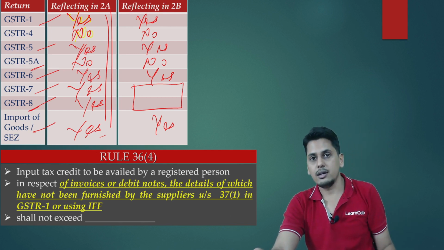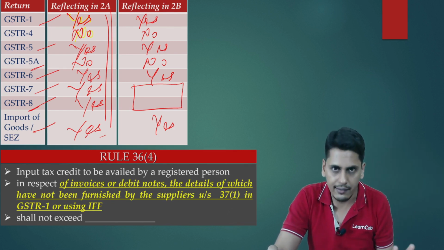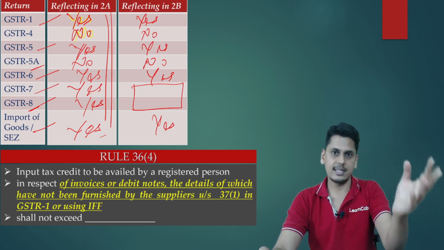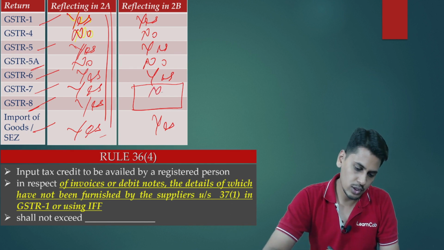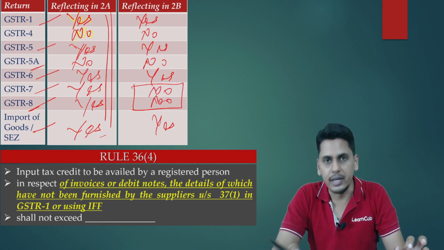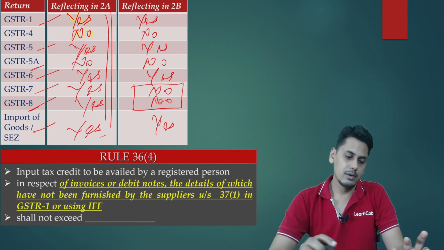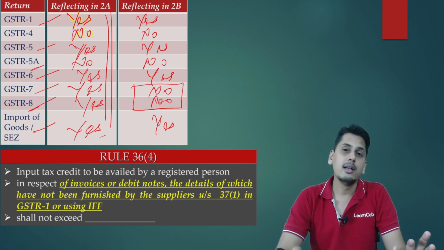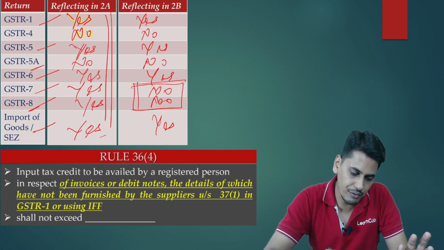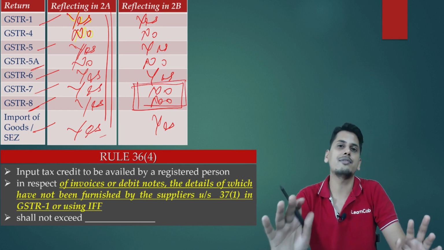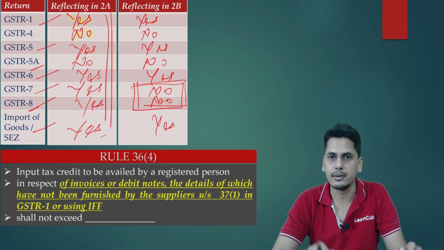GSTR-7 and GSTR-8, let's suppose you are the tax deductor or the tax collector. You have deducted or collected tax, deposited it to the government, and filed GSTR-7 or GSTR-8. It would appear in my GSTR-2A, but it would not appear in my GSTR-2B. For reasons best known to the government, GSTR-7 and GSTR-8 do not reflect in GSTR-2B. The rule is drafted in such a manner.